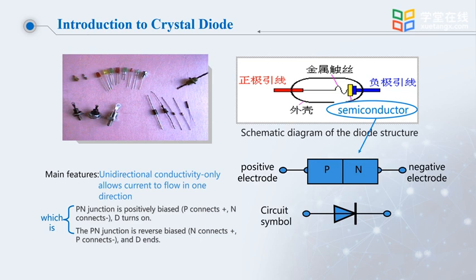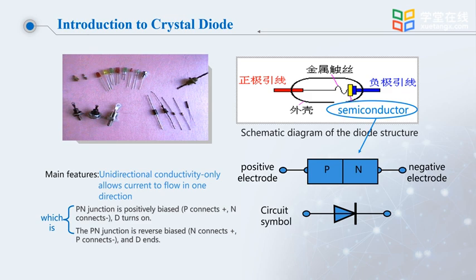The inside of the diode consists mainly of a p-n junction. It has a p-type impurity semiconductor region and an n-type impurity semiconductor region. These two areas are combined by a corresponding process to form a p-n junction. The electrode from the p-type region is called the positive electrode. The electrode from the n-type region is called the negative electrode.